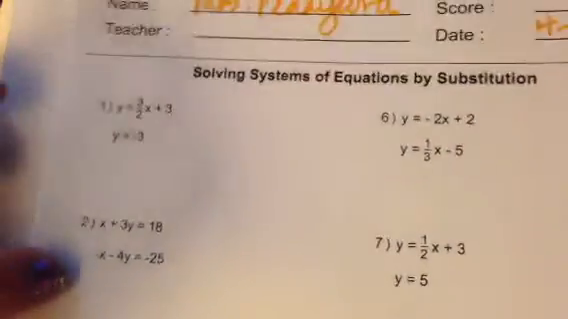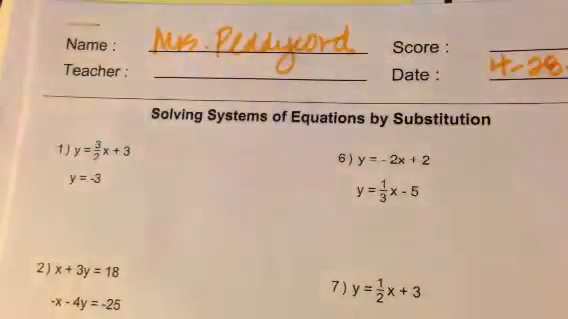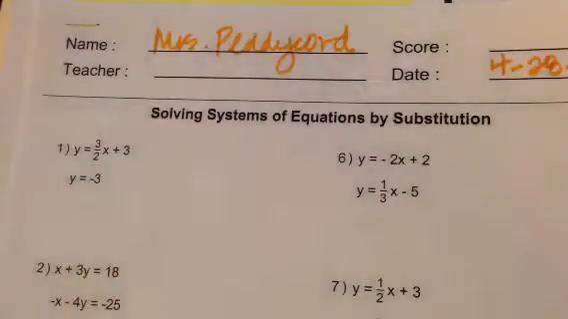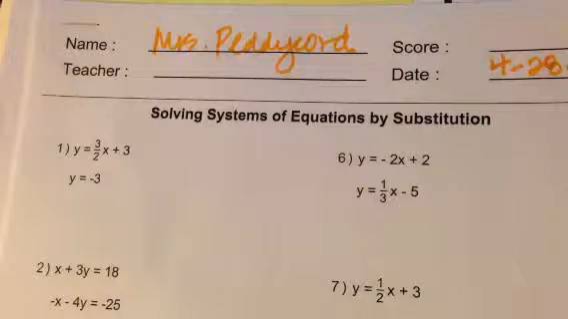First of all, just a couple of things about your solving systems of equations by substitution. You will need to make sure that you show all your work. I just want to remind you of a couple of things. You have a gold foldable on solving systems of equations by substitution. The second flap has to do with substitution. You could get that out and use it as reference.